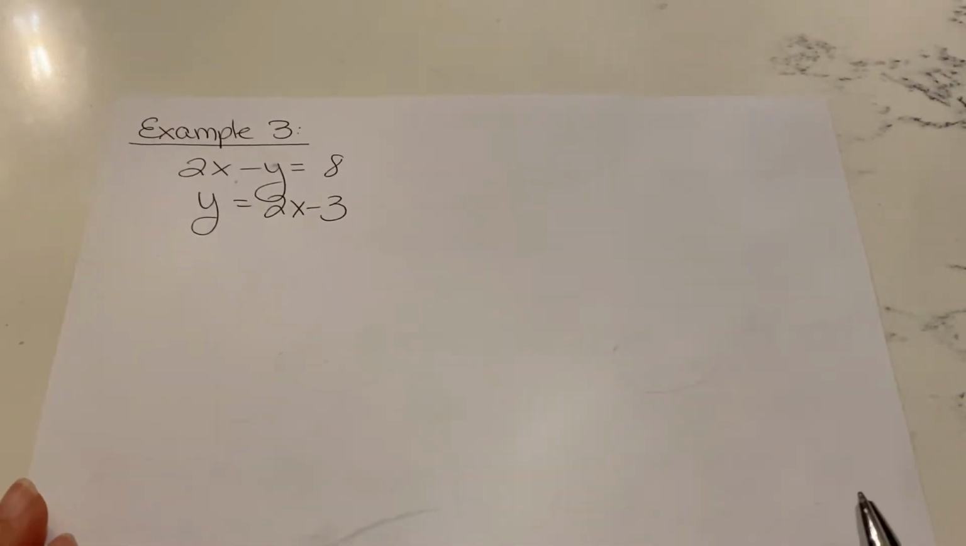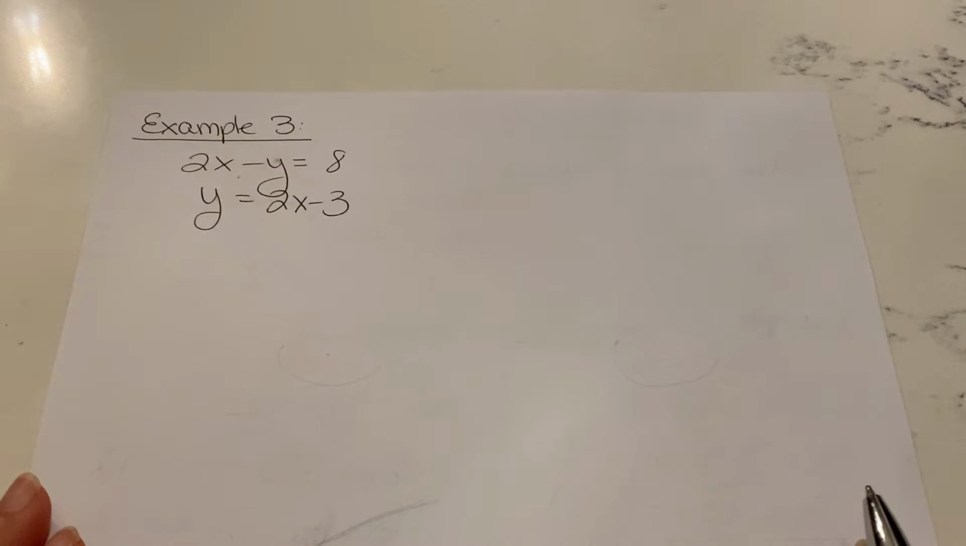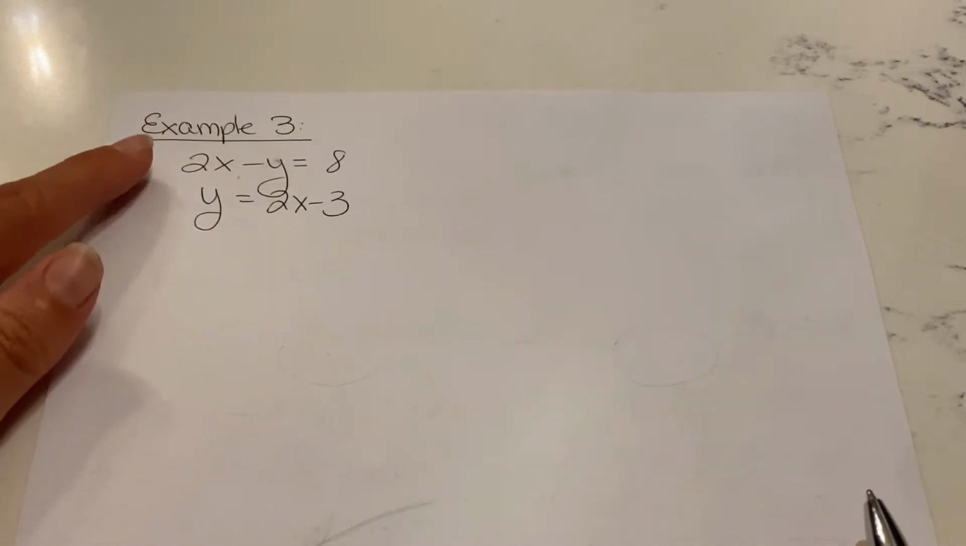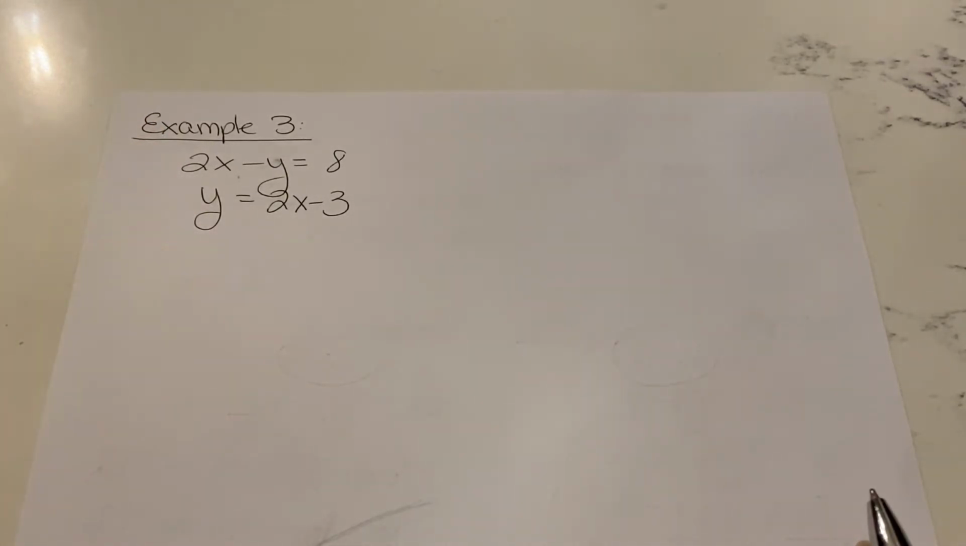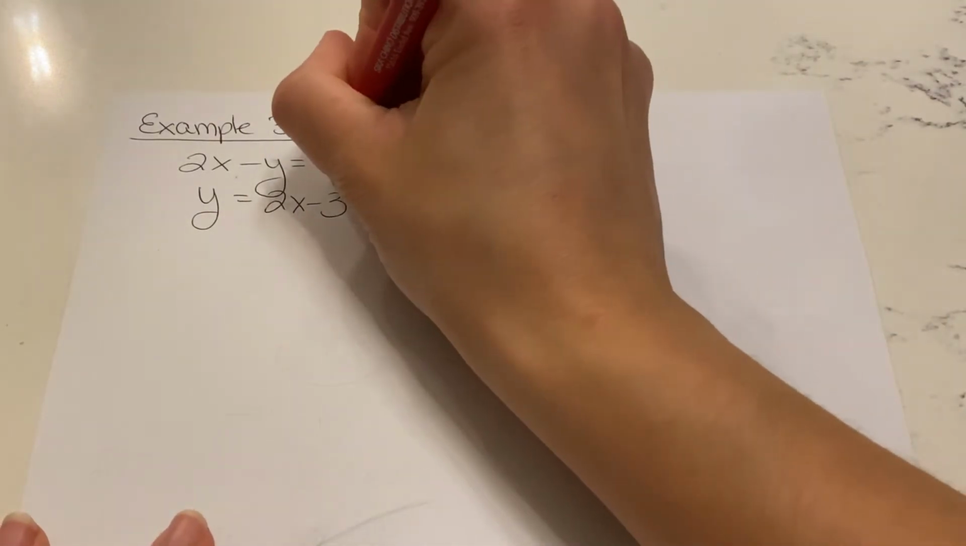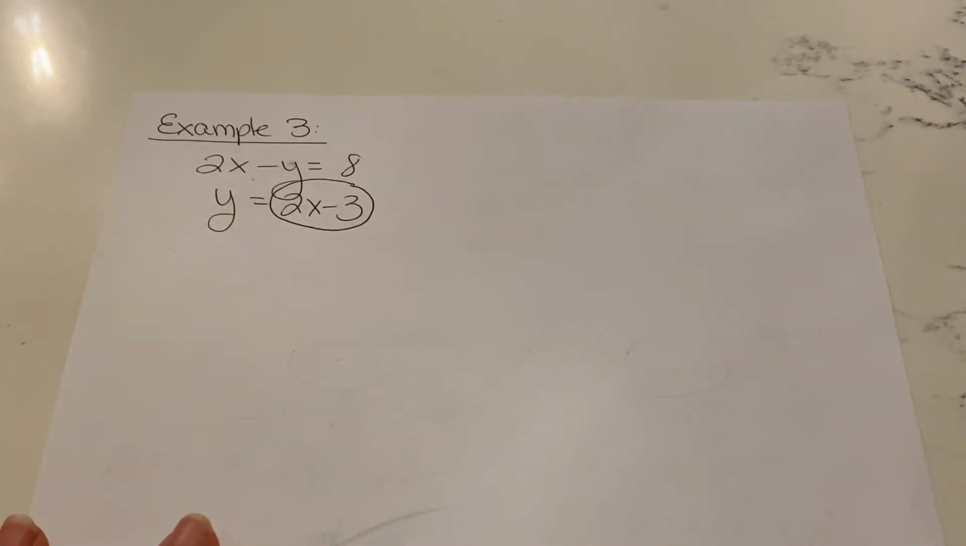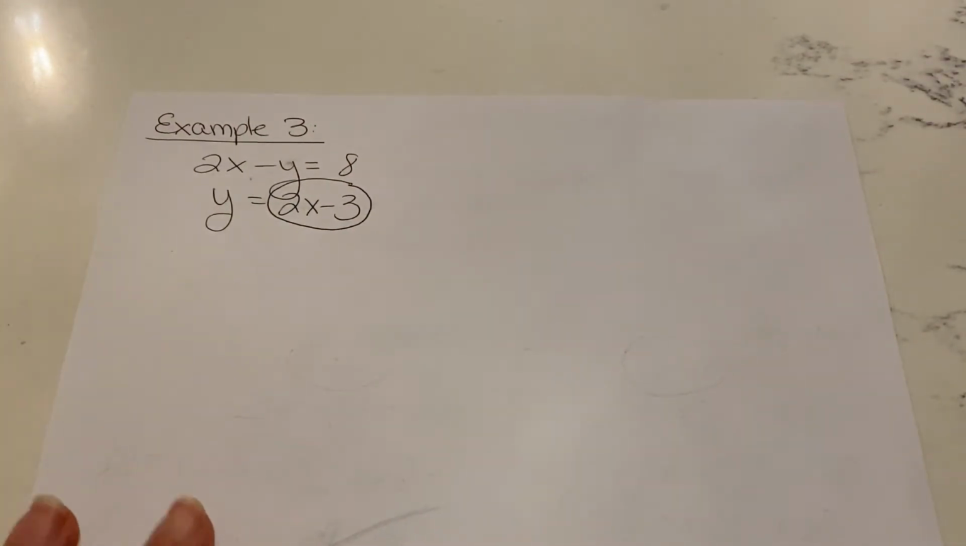All right, so let's do one more. Okay, so here is the last problem, okay? Let's look at the two equations. Do I have an equation that has the variable by itself? Yes, I do, the second one. So I'm going to circle what it represents. It says y is equal to 2x minus 3. What is y? 2x minus 3.